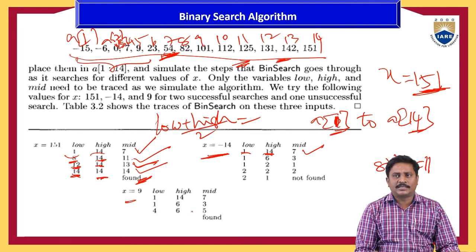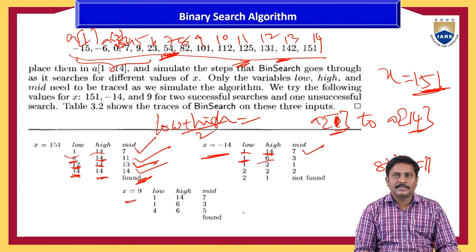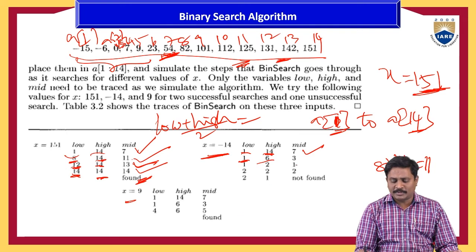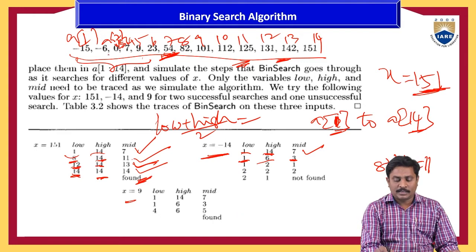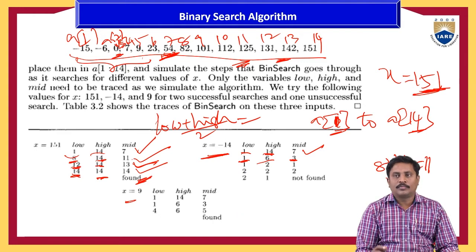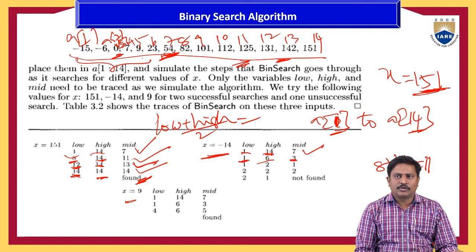The left subarray starts from low value to mid minus 1. Low value is 1, 7 is mid value, 7 minus 1 is 6. So 1 plus 6 by 2, that is 7 by 2, which means 3 point something, which means 3. A of 3 value is 0. Is minus 14 equal to 0? No. Minus 14 is less than 0.